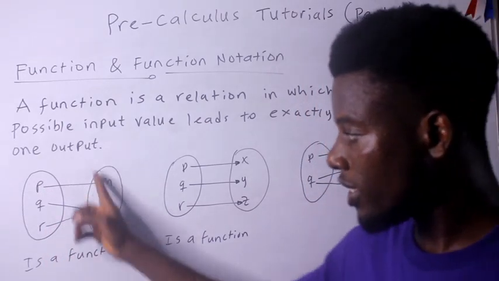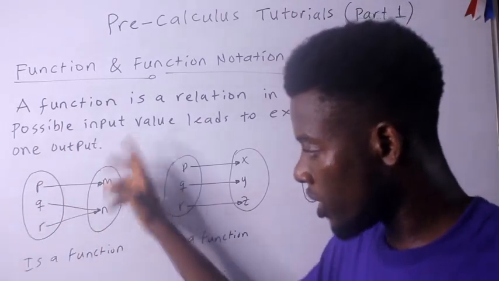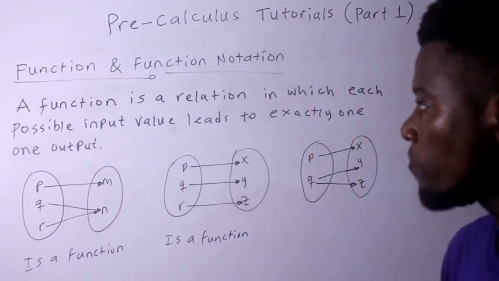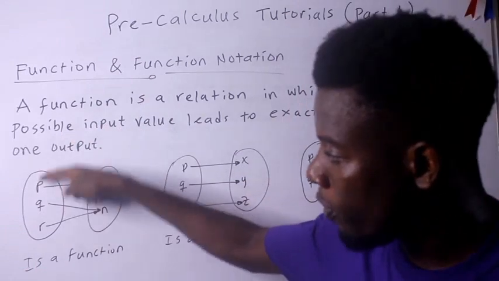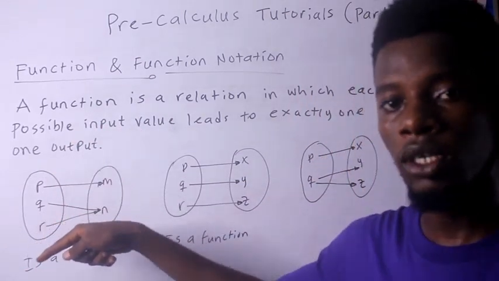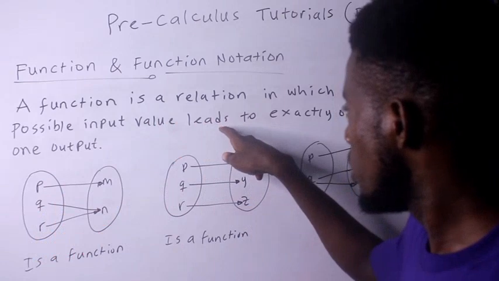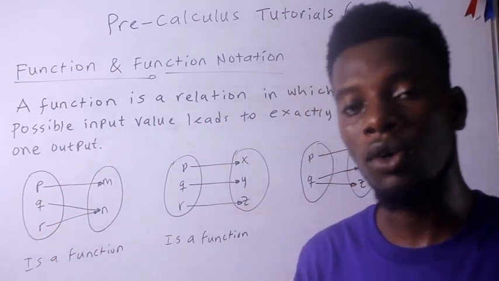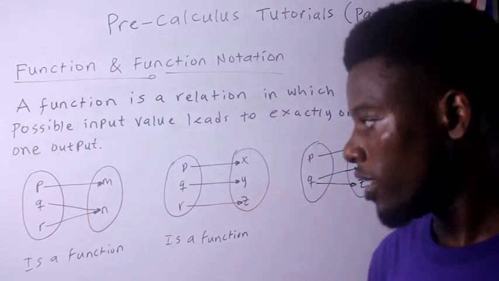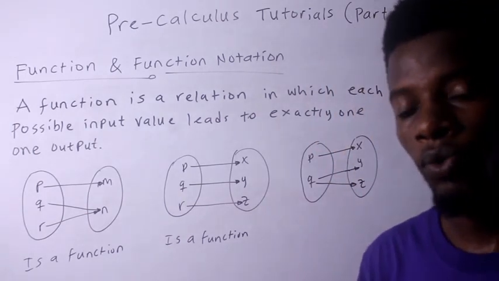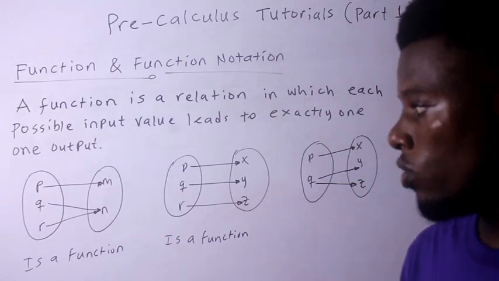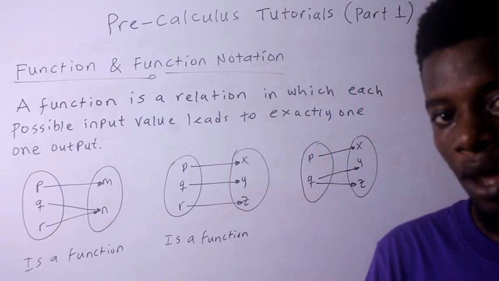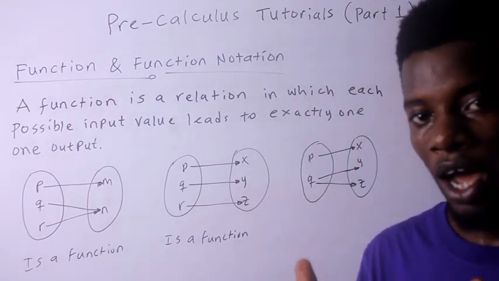We say that this particular relation is a function because according to the definition of a function, each input value, meaning values from the domain, should lead to exactly one output value. So R has a single output value which is N, and Q has a single output value which is N. Even though Q and R have the same output value, each of them leads to one output value.